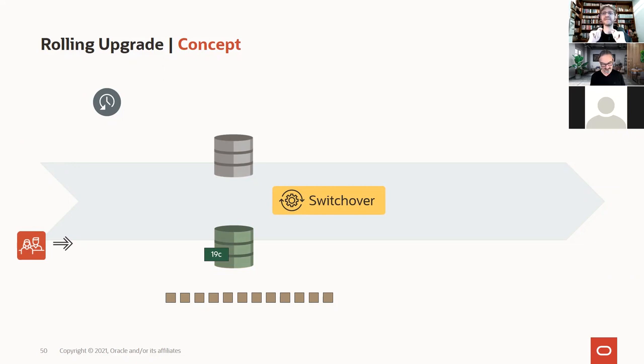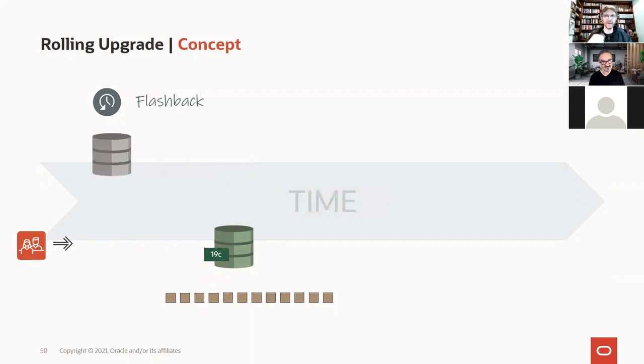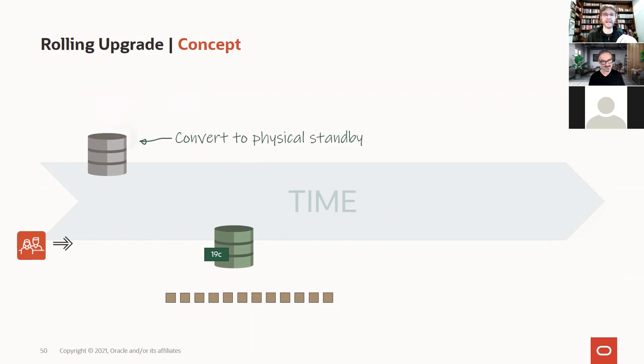So super fast, now you have the production database that is 19c. What about the regional database? Now, we cannot start applying the redo logs there because it's a different incarnation. So we need to flash it back to a point where it was matching the same incarnation as the 19c database and convert it to physical standby.